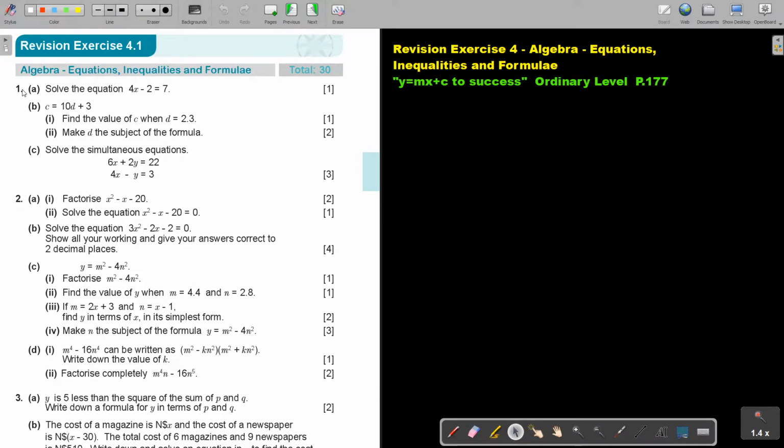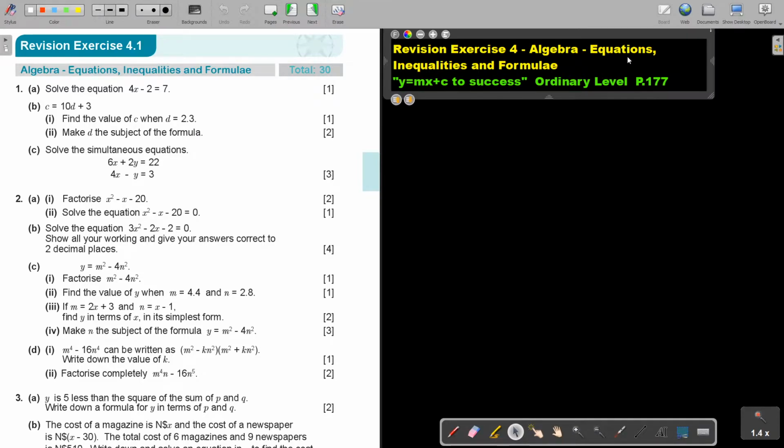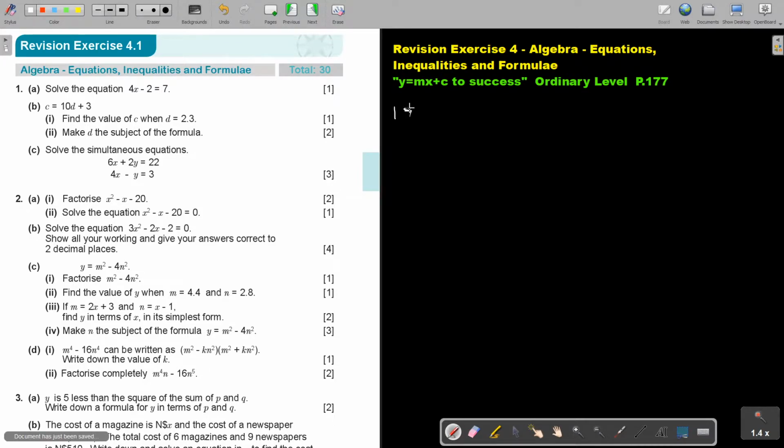The first one, 1a, solve the equation. Now, most of this exercise will be in terms of equations. There can be exceptions, which I will show you. Now, this is a grade 8 basic linear equation, so I'm just going to show it quickly to you. If you struggle with it, you can go to your textbook, page 124, if you want to just revise the basics. But for now, I think it's very simple.